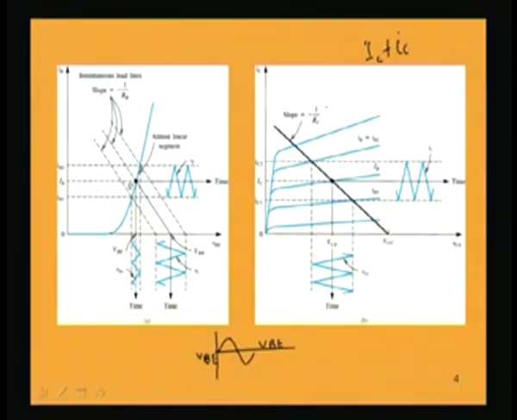And the slope of this load line is minus 1 by RC, minus because it is a negative slope, as is clear from this straight line, and 1 by RC will be giving that slope. So, from this slope we can basically know about the resistance which is connected in the collector.